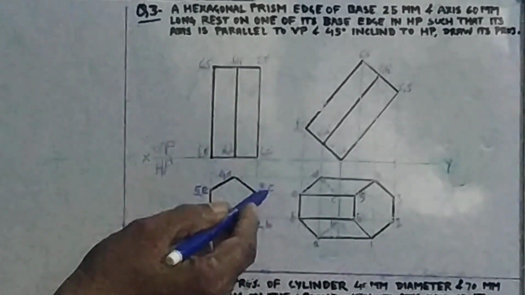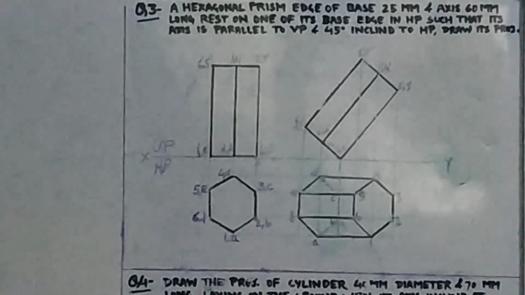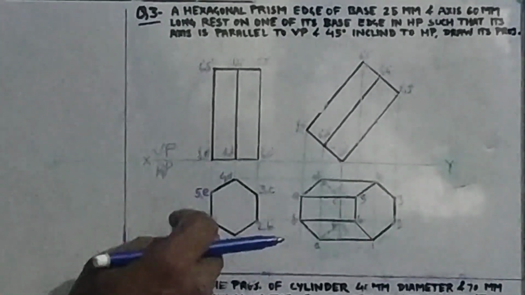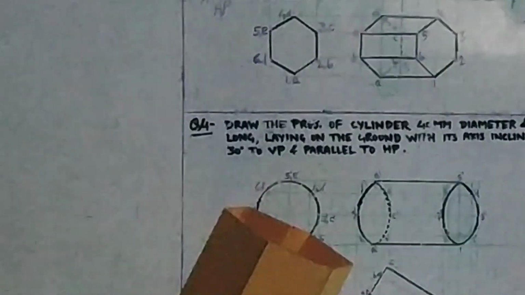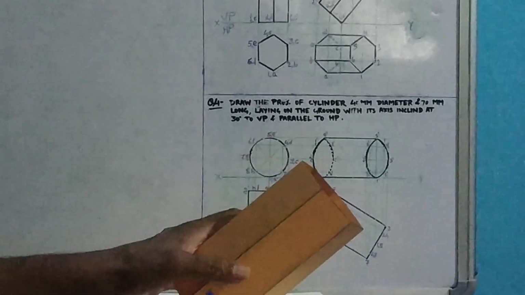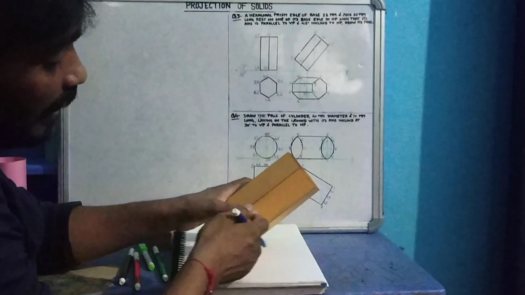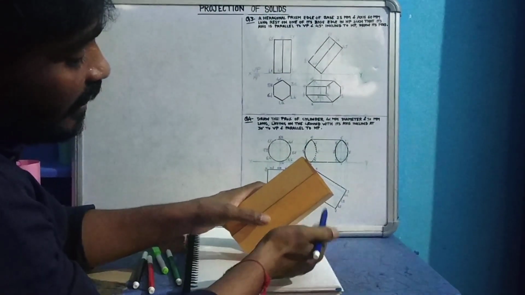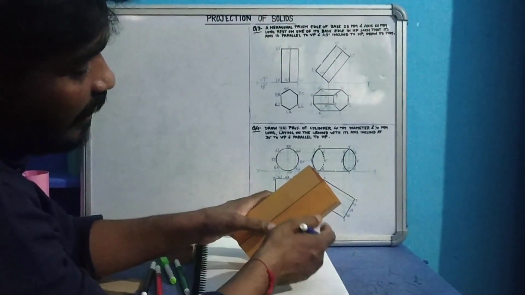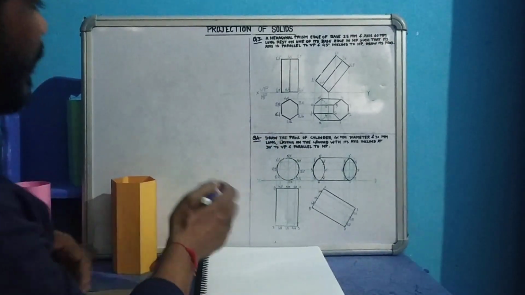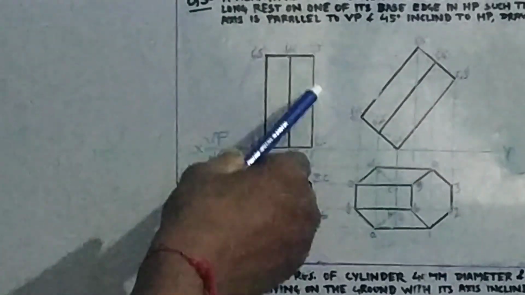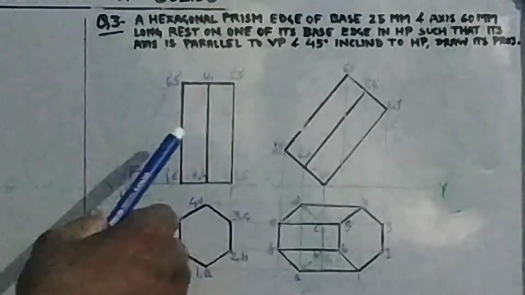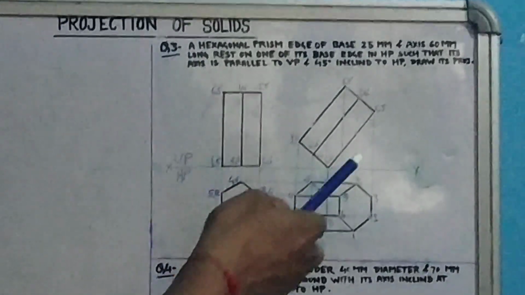This is B and C, this is B and C. So first of all draw this, after that this shape. But the initial question was what? The initial question was that the axis of the solid is inclined to HP, 45 degree inclined to HP. So what we will do in the next step, whatever this rectangular shape we are getting on VP plane, we will incline it at given angle.